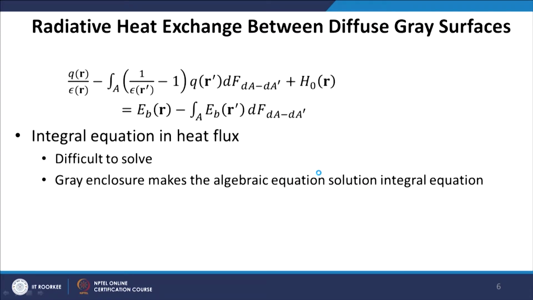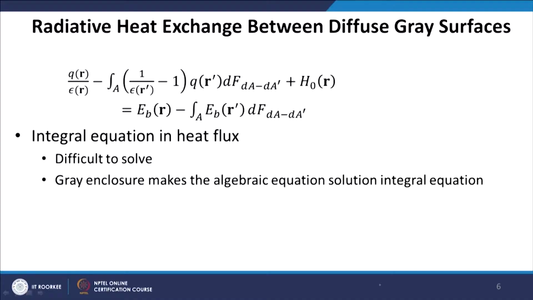The nature of the equation is not going to change; it will remain an integral equation. This is something you cannot simplify, as compared to the black body radiation, where we did not encounter this problem of an integral equation. The integral equation is inherent for gray problems. So, this problem will remain, and our equation, now in just Q as a variable, reduces to Q upon epsilon minus this integral term plus outside radiation is equal to EB minus EB r prime dF dA dA prime.